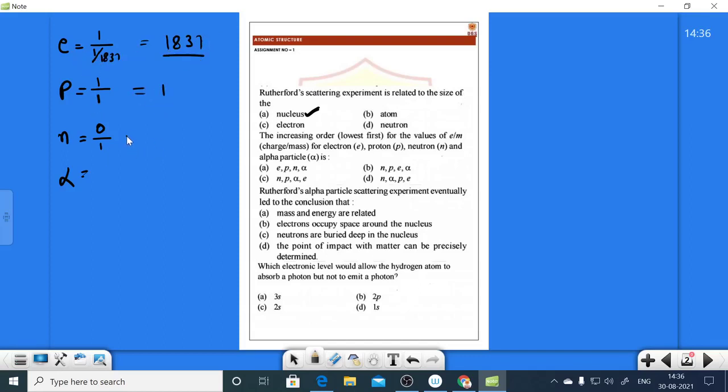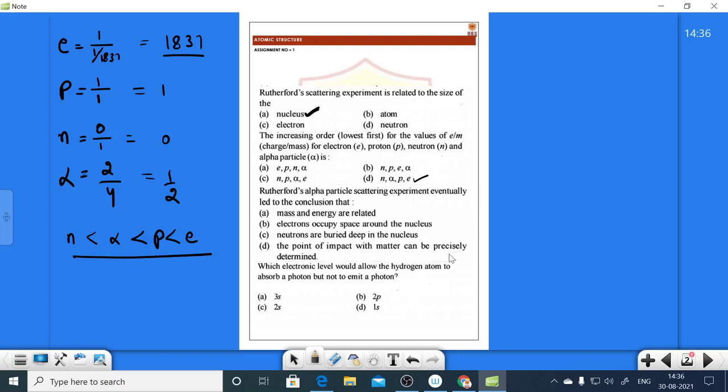For proton it is 1, for neutron it is 0, and for alpha, the alpha particles are actually doubly ionized helium atoms. So doubly ionized means the charge will be +2, mass will be 4, so this is half. As it is quite evident, the neutron will have the minimum e by m ratio, then we have the alpha particle, then the proton, and the highest will be for electron. So the order will be n, alpha, p, e. So option number D will be the correct answer.